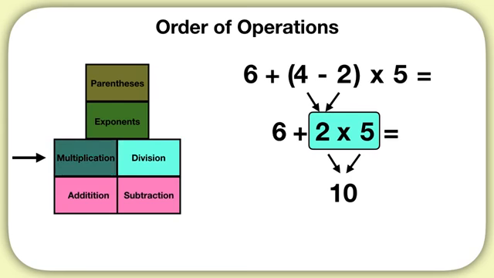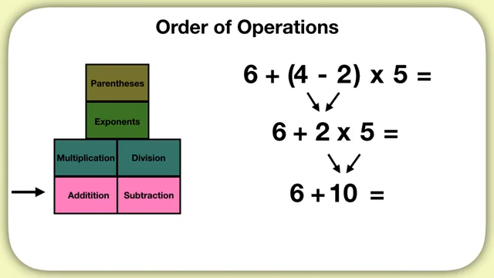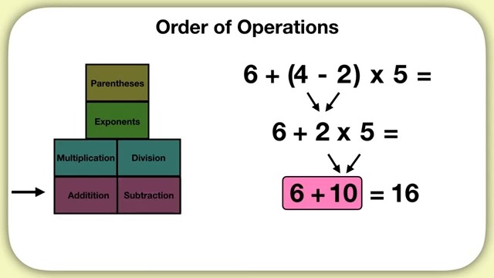Now there's no more multiplication and no more division. We'll bring down the rest of our equation and then look for any addition or subtraction. Well, now we can add 6 plus 10 to get an answer of 16. There's no more addition, no more subtraction. Our answer is just 16.